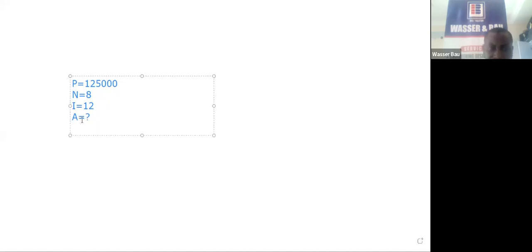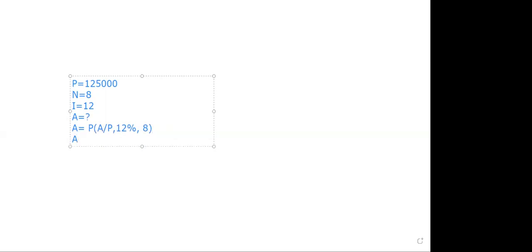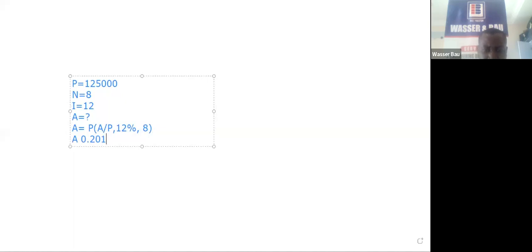I'll simply say A equals P, bracket A over P, comma i. Why did I put i? 12%, comma 8 years. So go to the interest table. Can somebody help me look at 8? Oh, we know it already. No, we don't know it. Can somebody go and look for me this factor? 0.2013. Oh, sorry.